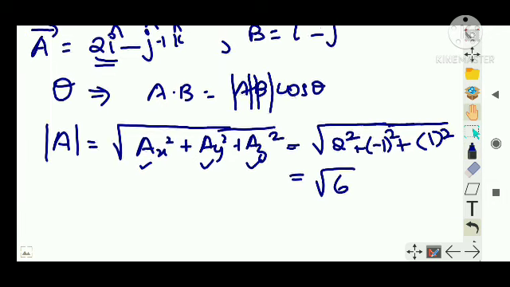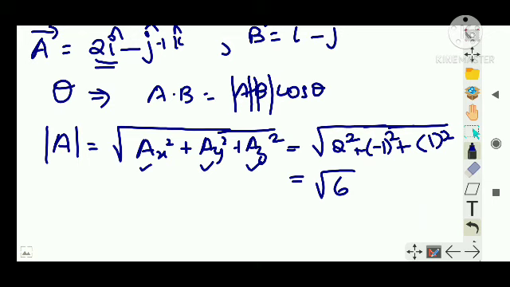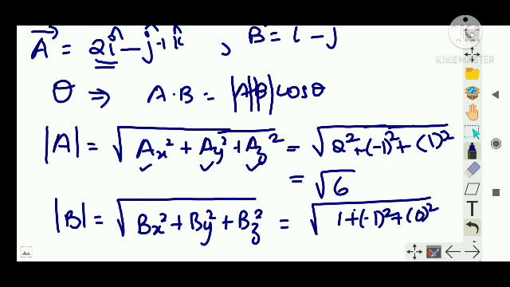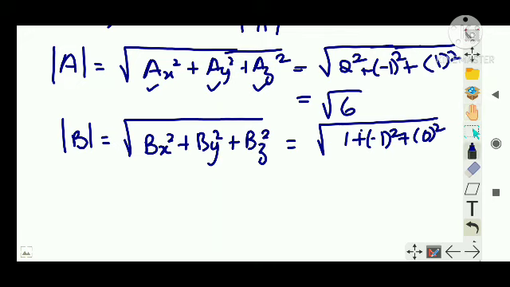Clear? Right. Now similarly, what will be B magnitude? Bx squared plus by squared plus bz squared. So it is a root of what? 1 plus minus 1 squared plus 0 squared. That is B's x coordinate, y coordinate and z coordinate. Clear? That is equal to, you will get the answer as root 2. Now what is A dot B?